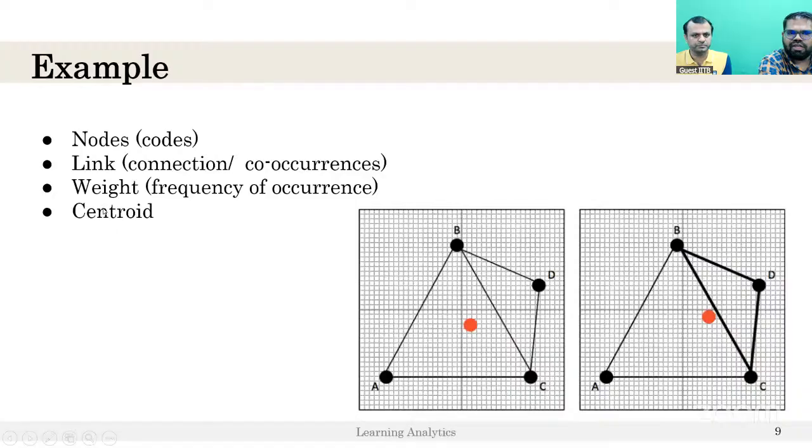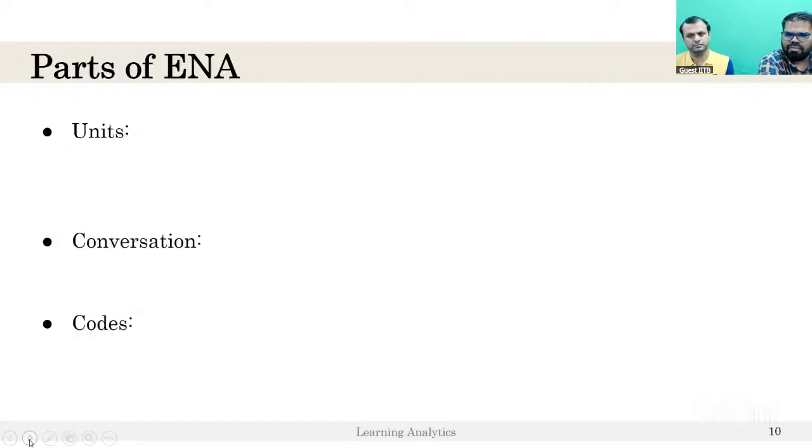Particularly here, nodes are the codes, the links are the connections or co-occurrences, the weights are the frequency of the occurrences, and this red dot is a centroid. So this was one example.